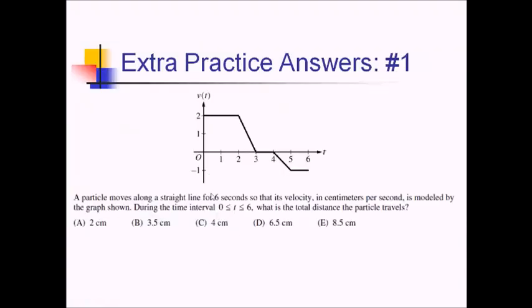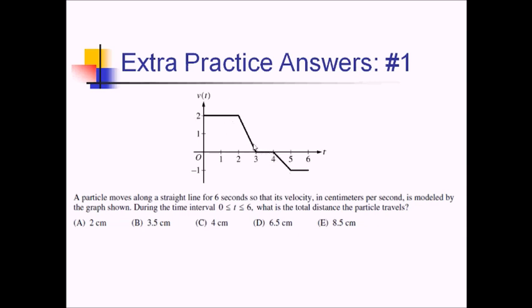On this problem, we have a particle moving on a straight line for 6 seconds with its velocity shown in the graph above. So we want to figure out the total distance this particle goes over this 0 to 6 interval. Since I'm already given the graph of velocity, we can see what's happening with the direction this particle is going. It starts by going forward, whatever direction forward is for this particle, and then it stops for a while and then starts going backwards.